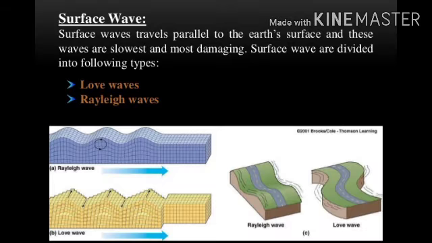Number 3, L waves, long waves. These are surface waves. They do not go deep into the earth. The long waves are the last to report on the seismograph. These waves are more destructive. They cause displacement of rocks and hence the collapse of structures occurs.